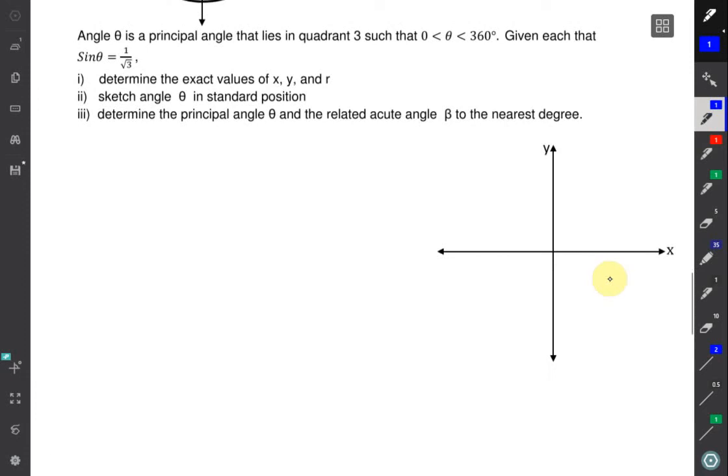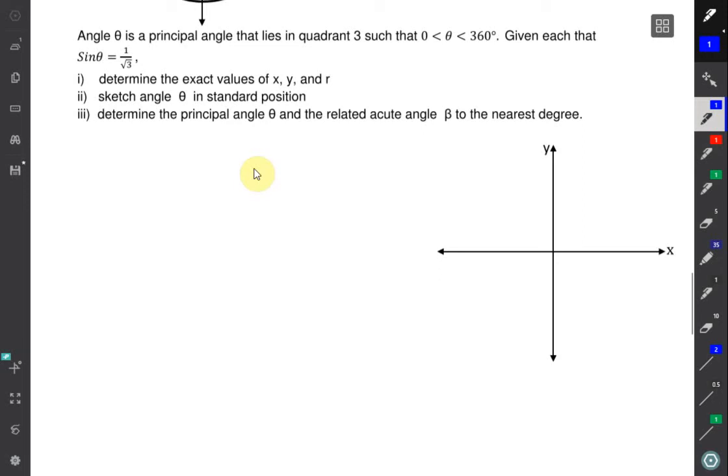In this question, we're given now a ratio and asked to find the angle that lies in the third quadrant. So in this case, once again, we're not being asked to concern ourselves with the fact that there's two angles that have the same ratio, 1 over root 3. We're only being asked to find the ratio in the third quadrant. So first of all, we're asked to find the values of x, y, and r.